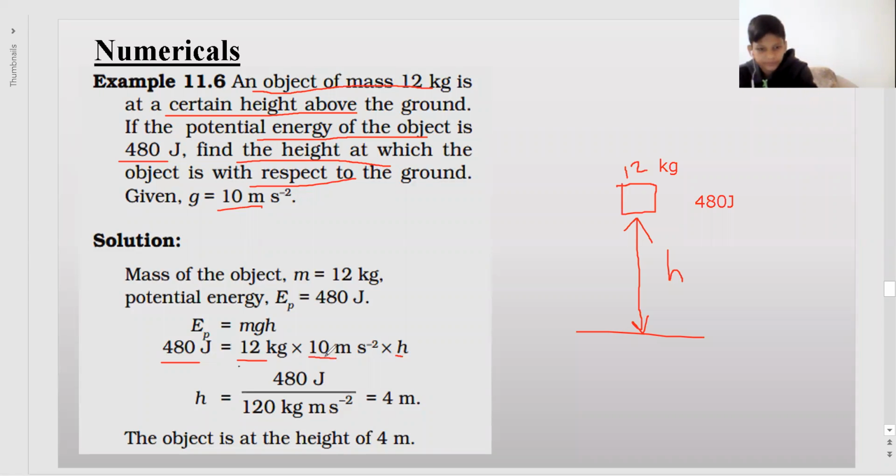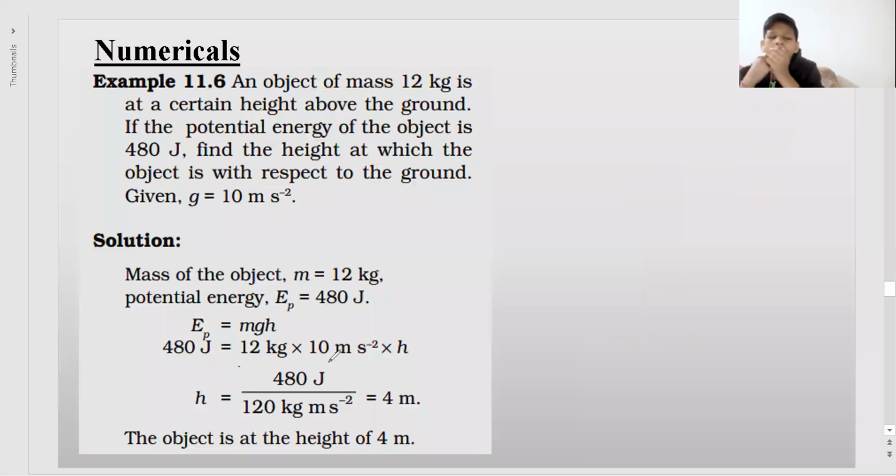Now, as we have to find h, we can take this 12 in the denominator, and also take this 10 in the denominator. So it will look somewhat like this: 480 upon 12 into 10. That is 120, so 480 upon 120, the 0 will get cancelled, and 12 fours are 48. So it means the height is 4 meter.